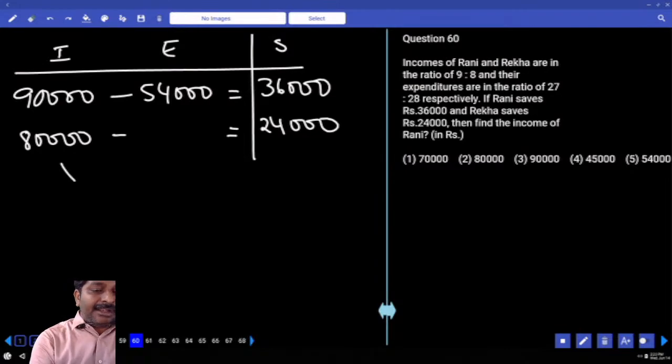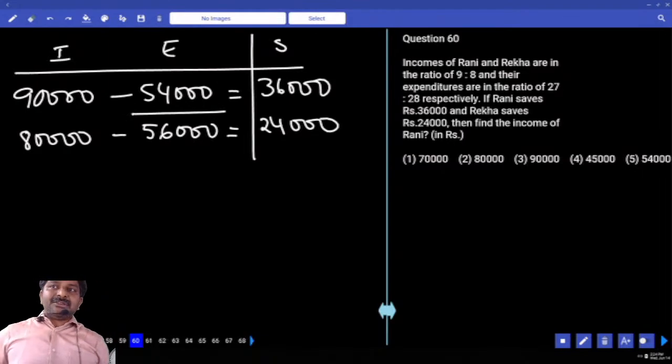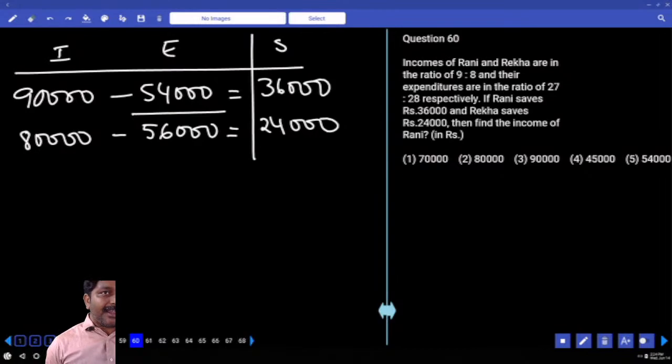Okay. 80,000 minus which number will give you 24,000? 56,000. Ratio between these two numbers: 000, 000 gets cancelled. Cancellation with 2, 27, 28. Is it the expenditure ratio given in the question? Hence, the third option is correct. If not, I will pick the fourth option.